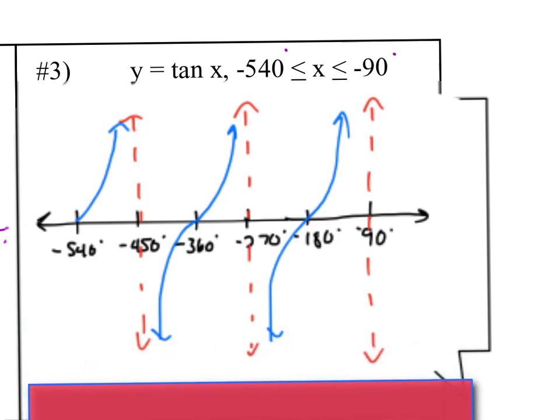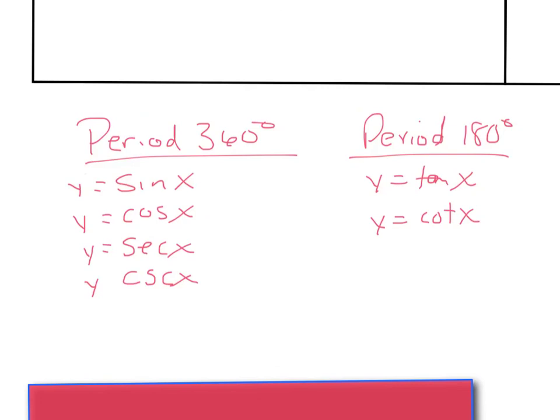Supposed to graph tangent of x from negative 540 to negative 90 degrees. Here's how that would look. Tangent of negative 540 degrees is 0. Tangent of negative 450, undefined. Tangent of negative 360 is 0. Tangent of negative 270 is undefined. Tangent of negative 180 is 0. Tangent of negative 90 is undefined. Now I know what the graph looks like. It's supposed to be curved like so. So I draw the curves appropriately through those points. Finished.